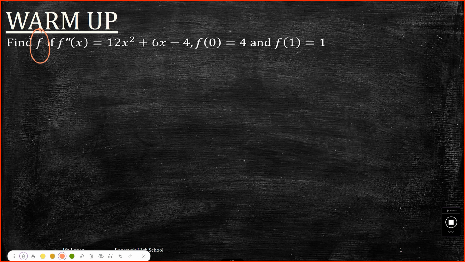Okay, so how do we do this? F prime of x, the way we're doing it, this is second derivative, let's go with f prime of x. See, the thing is that we don't have a velocity. We got two positions here. At 0 it's 4 and f of 1 is 1. We don't have an f prime of something is something.